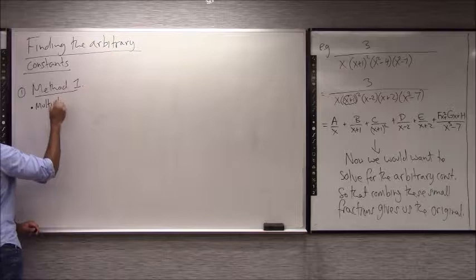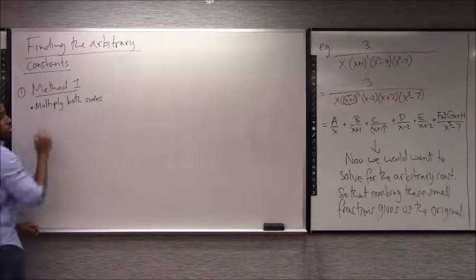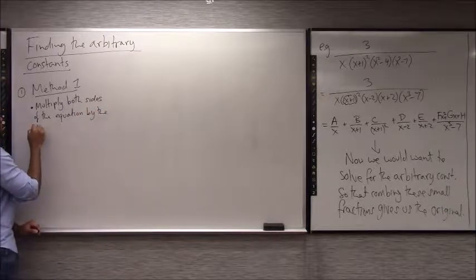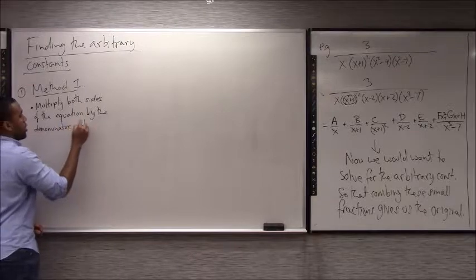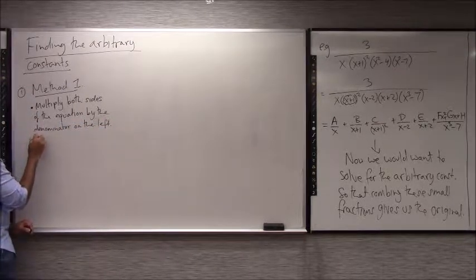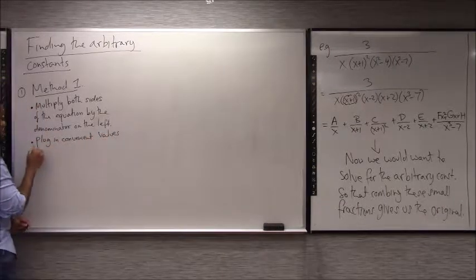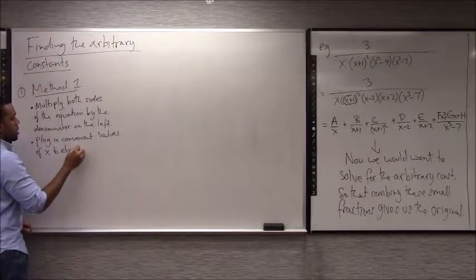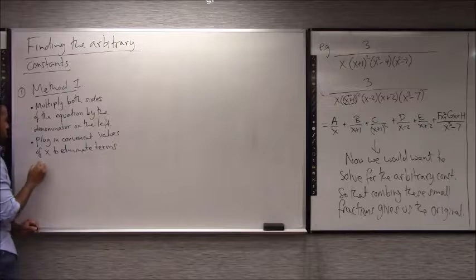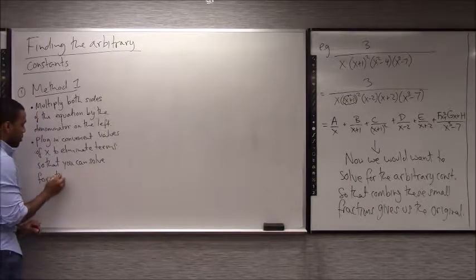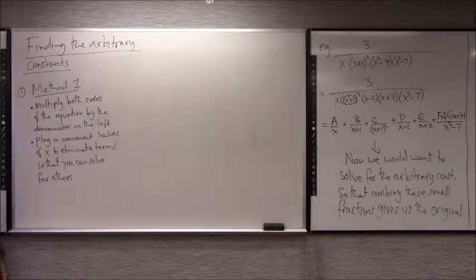Multiply both sides of the equation by the denominator on the left, then plug in convenient values of x. Convenient just means you're going to plug in values of x that allow you to kill most of the arbitrary constants, and then you solve for the remaining ones. So you're just reducing the complexity of the equations.